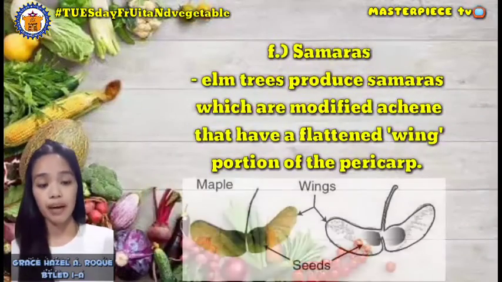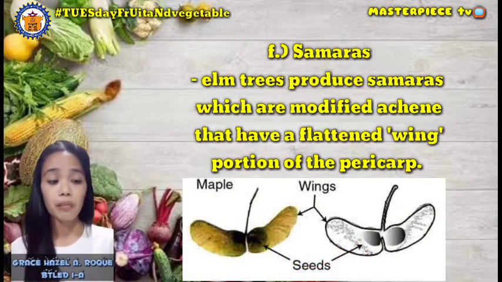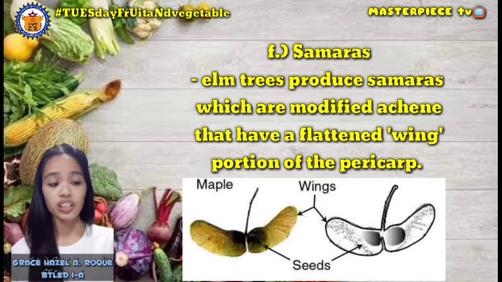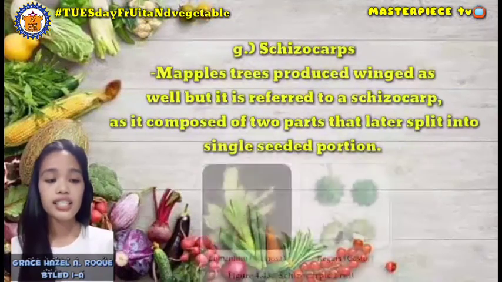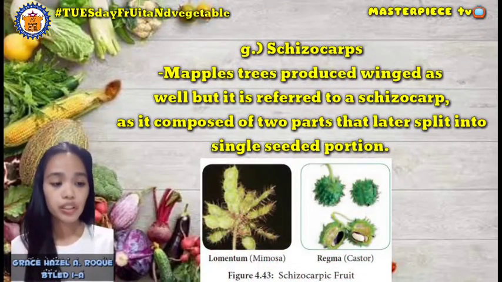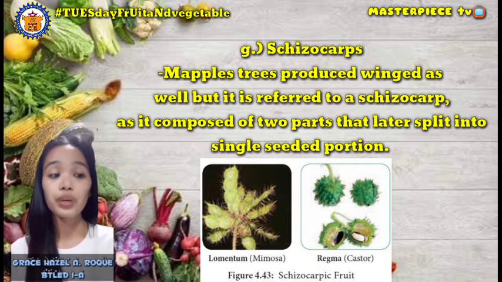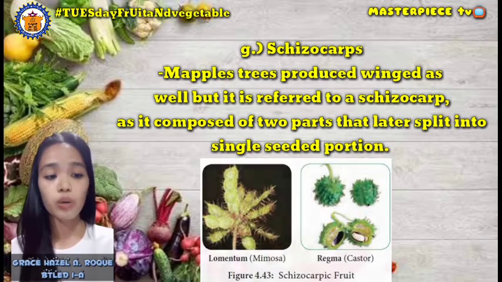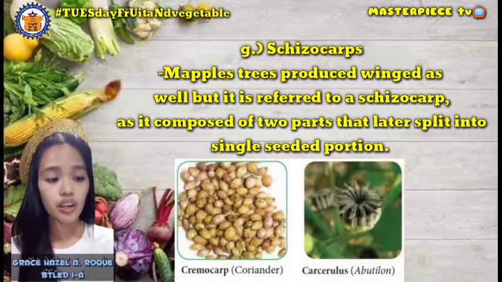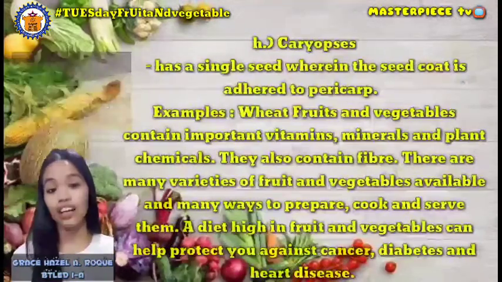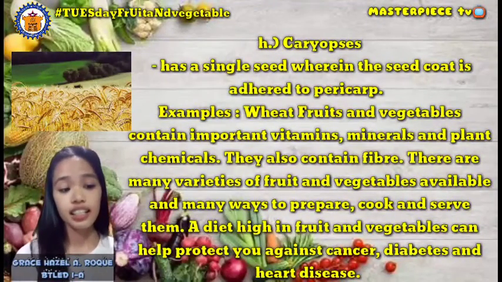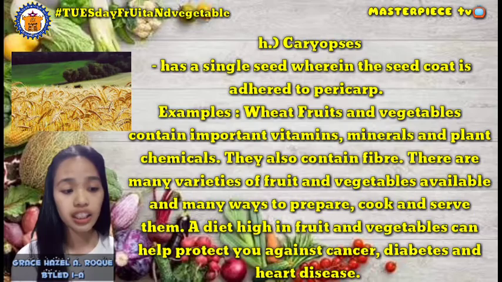Number 6 is samaras. Elm trees produce samaras, which are modified achenes that have a flattened wing portion of the pericarp. Number 7 is schizocarps. Maple trees produce wings as well, but it is referred to as schizocarp as it is composed of two parts that split into single-seeded portions. So lastly is caryopsis. It has a single seed wherein the seed coat is adhered to the pericarp.